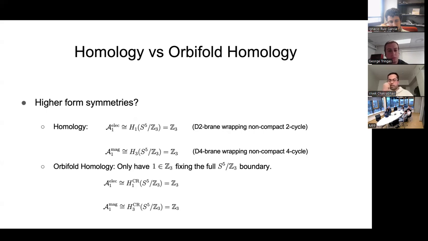And what about orbifold homology? So to compute the orbifold homology groups, I have to tell you which elements of the Z3 are fixing some space on the boundary. In this case, it's only the identity element fixing the full S5 boundary. And so what we see is that in this example, orbifold homology is simply reducing down into ordinary singular homology.